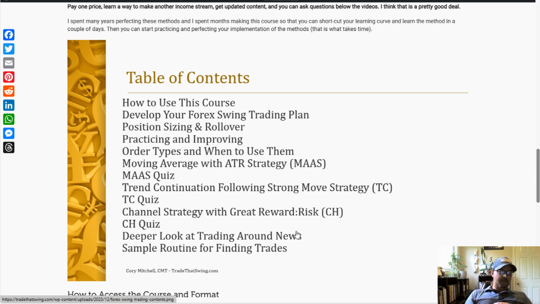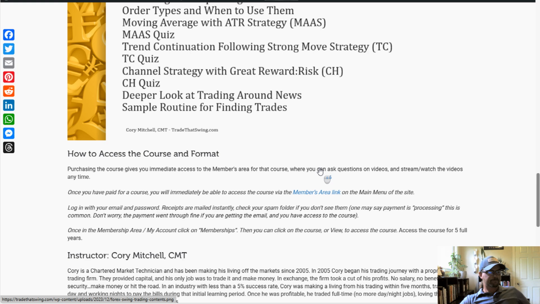Then we look at a sample routine for finding trades. You have some strategies here. How do you actually go about finding the trades that match these strategies?